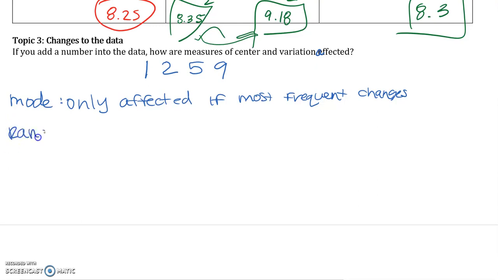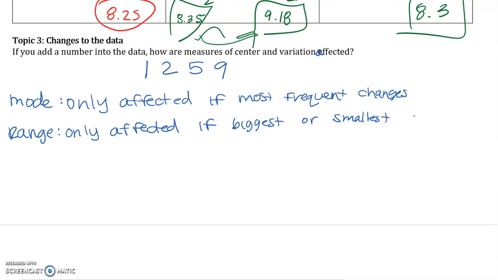The same or similar is the range. If I add in the number 7 into this data set, the range is not going to change. The range is still going to be 8. This only is affected if the biggest or smallest number changes. So if I add in a 3, the range is not going to change. If I add in a 12, that's going to change my range. It would change my range to be from 1 to 12, which would be 11 whole units.